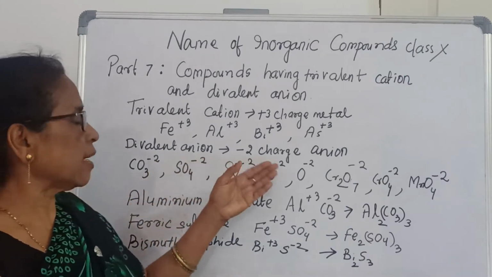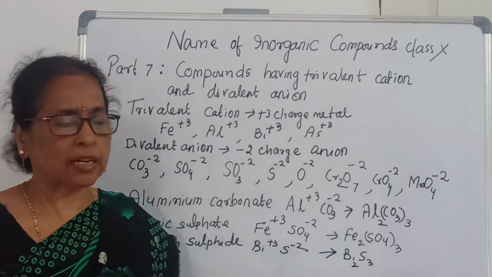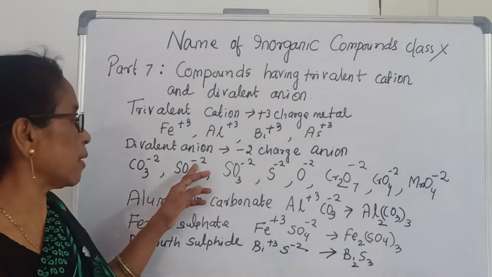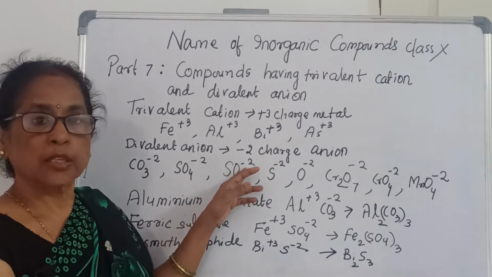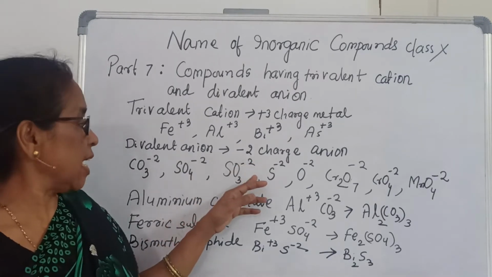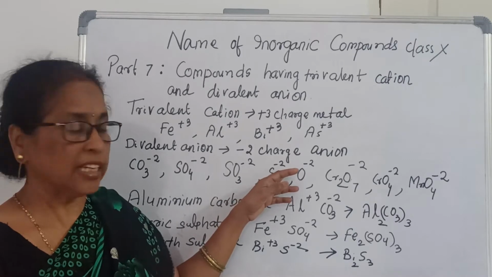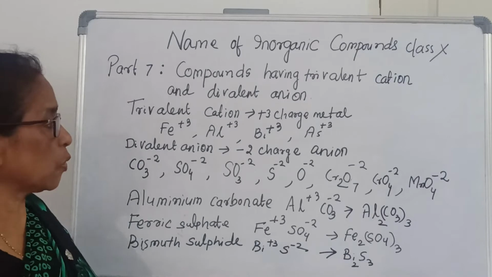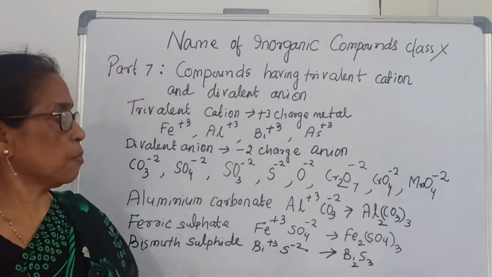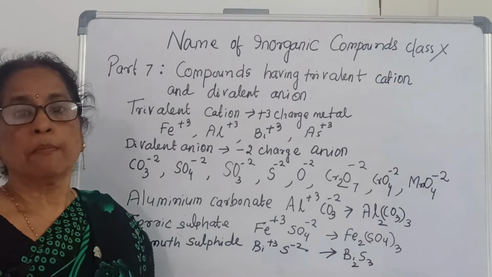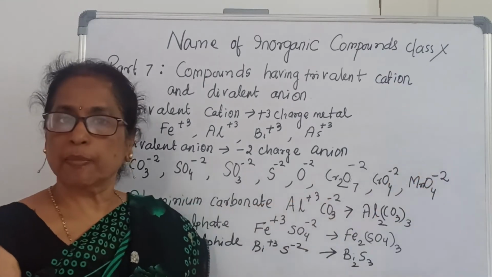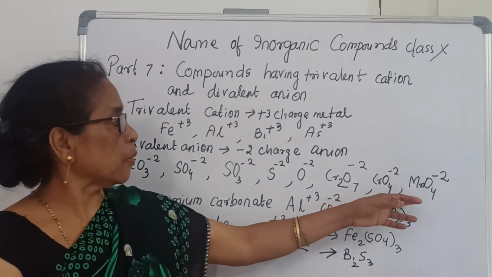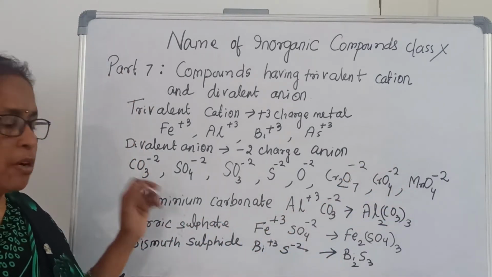trivalent cation. Divalent anion means the anion having minus 2 charge, they are called acid radicals. And now see: carbonate CO3 minus 2, sulfate SO4 minus 2, sulfite SO3 minus 2, sulfide S minus 2, oxide O minus 2, dichromate Cr2O7 minus 2, chromate CrO4 minus 2, manganate MnO4 minus 2. If it is minus 1, then it is permanganate, but here we require divalent anion, that is why MnO4 minus 2. Now let us start with the compounds.